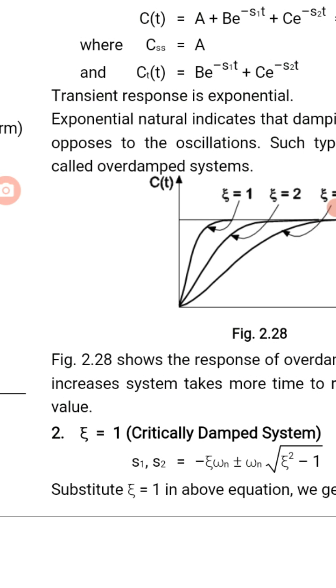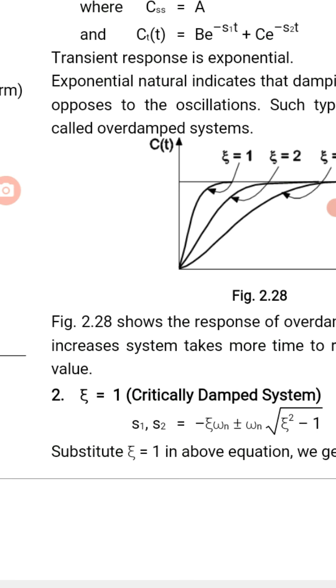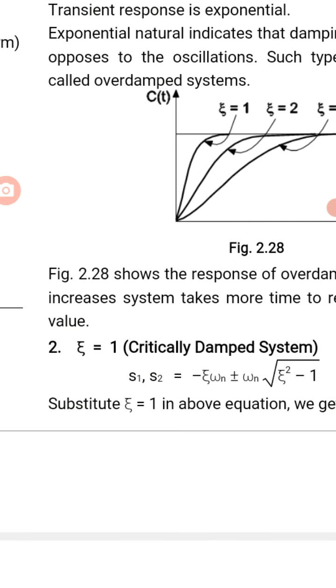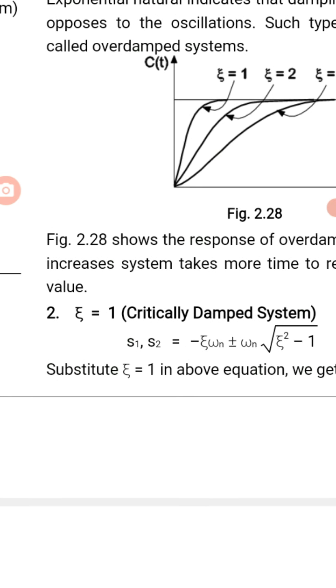When zeta is equal to 1, it is a critically damped system, because it is a standard format. After that, from 1 to infinity, it is overdamped. Less than 1, it is underdamped, and that's why at zeta is equal to 1, it is called a critically damped system. s1 and s2 is equal to minus zeta omega n plus or minus omega n square root zeta square minus 1. s1 and s2 we have already calculated in the previous one.